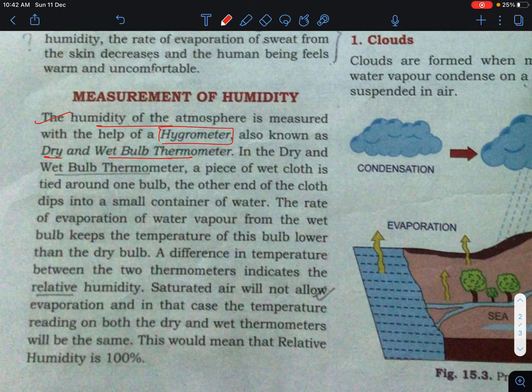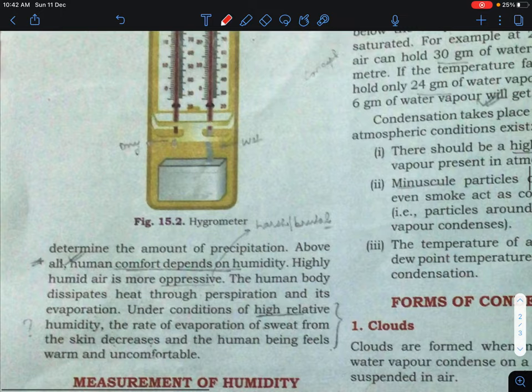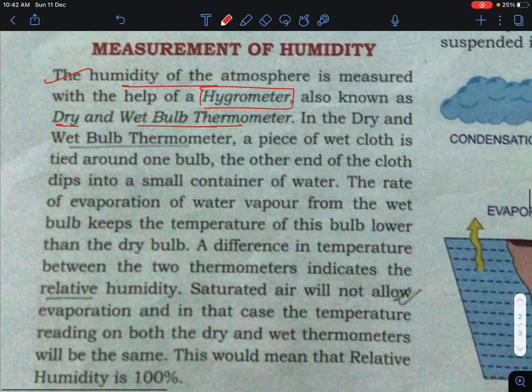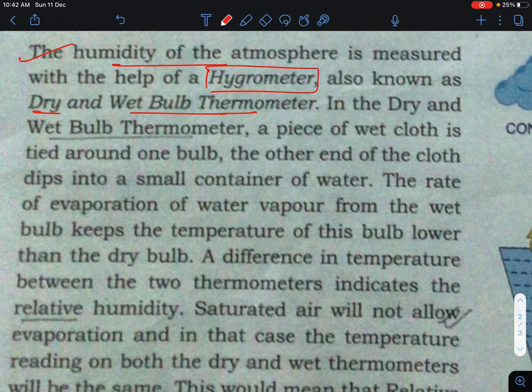In the dry and wet bulb thermometer, a piece of wet cloth is tied. Let's look at this diagram. The first thermometer is a dry one, and the second one is a wet one, which is tied with a wet cloth. A piece of wet cloth is tied around one bulb, and the other end is dipped into a small container of water. The rate of evaporation of water vapor from the wet bulb keeps the temperature of this bulb lower than the dry bulb.